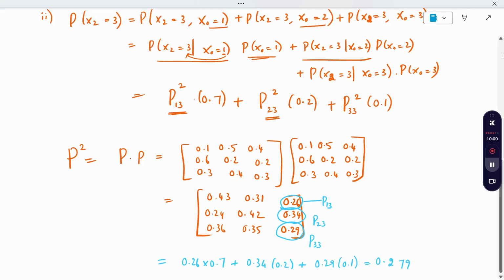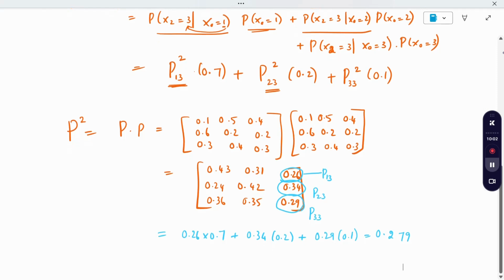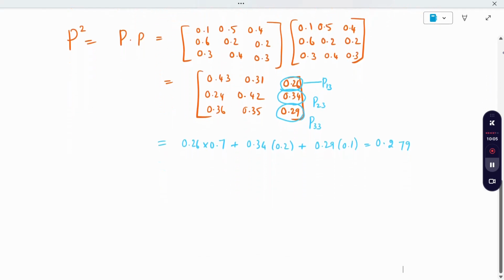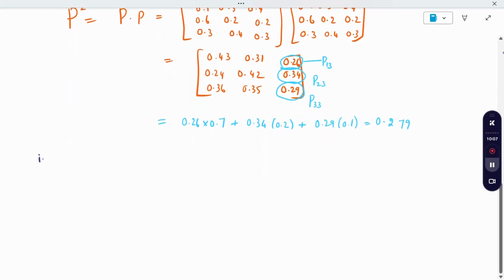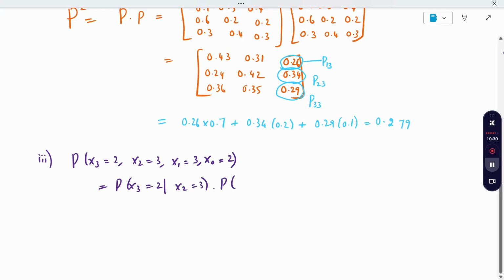So what is our third subdivision? It is asked in the question: four parameters are given. Probability of x3 equal to 2, comma, x2 equal to 3, comma, x1 equal to 3, comma, x0 equal to 2. So now I am able to write this. Probability of x3 equal to 2 given x2 equal to 3 into the remaining. I can write it in a single line. Now you understand the concept, so I will write everything in a single line.